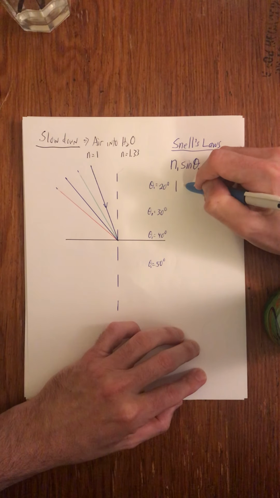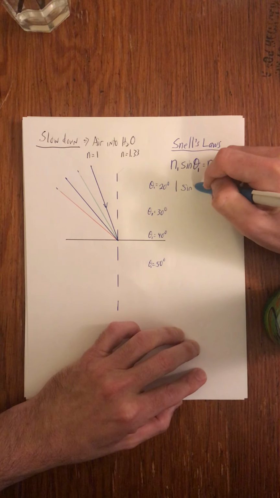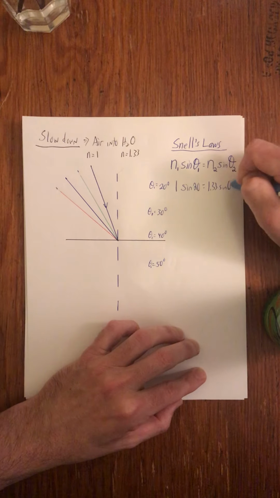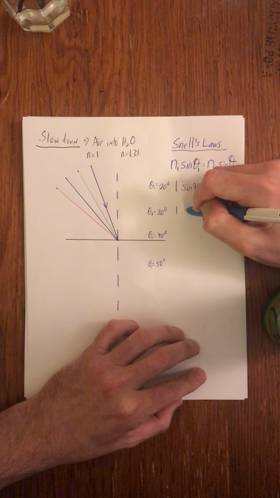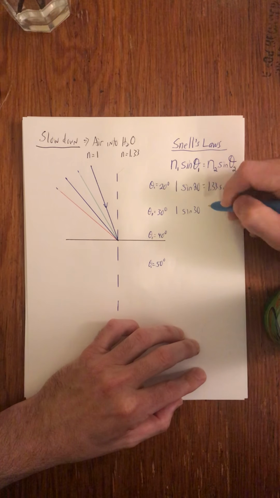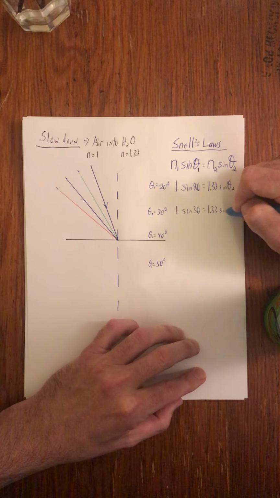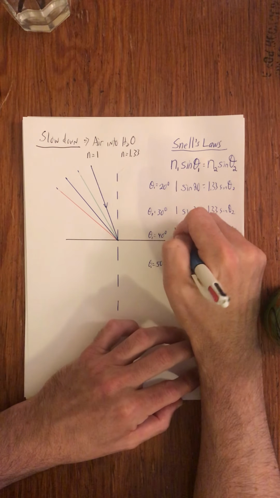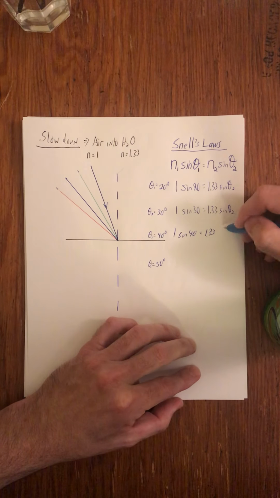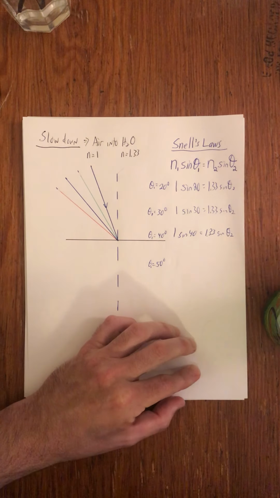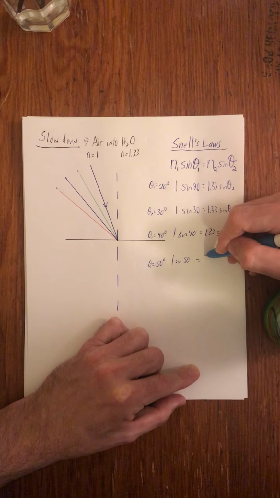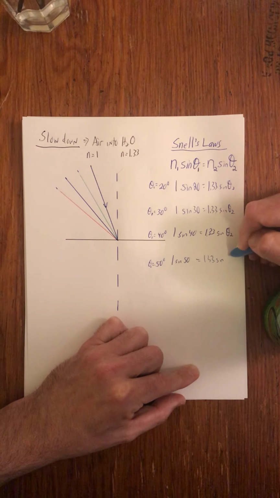All right, so let's see what work you should have had. I'm just going to fill in the template in each case, 1.33 sine of theta 2. I've got 1 for N1, because I'm going from air into water each time. 1 sine 40 equals 1.33 sine theta 2. 1 sine 50 equals 1.33 sine theta 2.